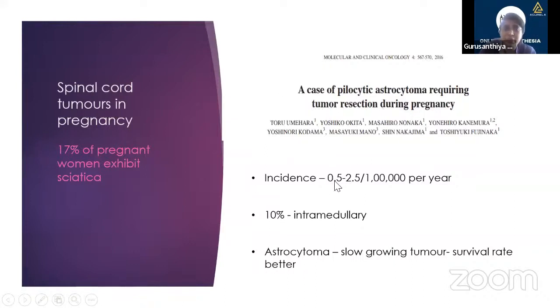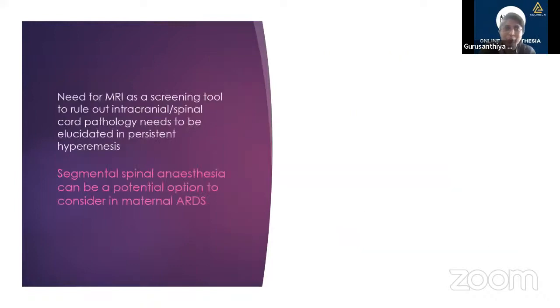The incidence of spinal cord tumor is around 0.5 to 2.5 per million per year, and most of them are intramedullary. Astrocytoma, as our patient had, is a slow growing tumor, and survival rate has been better with thoracic astrocytoma than cervical astrocytoma. Our patient is doing well, ambulating herself with a mild left upper limb weakness of 4+/5, still presenting to her hospital for her regular postnatal visits and also to vaccinate herself.